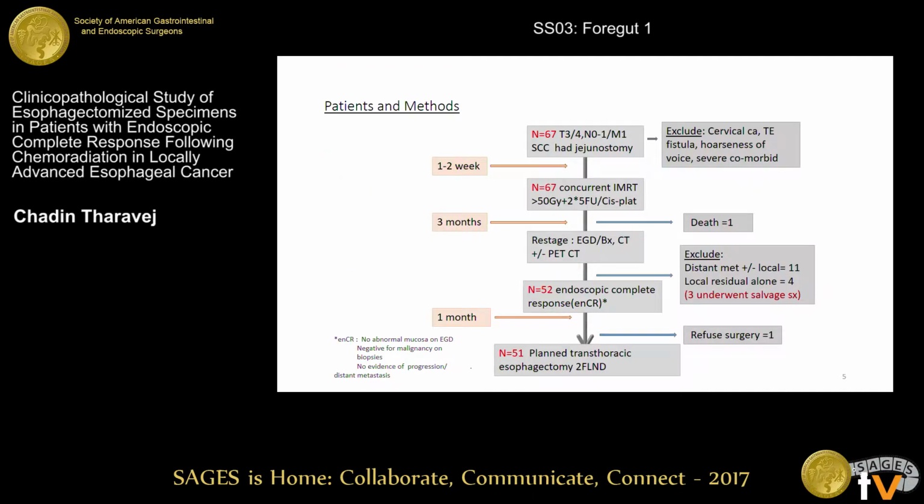So here's our protocol. We have 67 patients with locally advanced squamous cell esophageal cancer. All of them had feeding jejunostomy before chemoradiation. 3 months after completion of chemoradiation, our patients had restaging workup with EGD, CT, and some had PET scan. 52 patients achieved endoscopic CR. 1 patient refused surgery, so a total of 51 patients underwent esophagectomy.